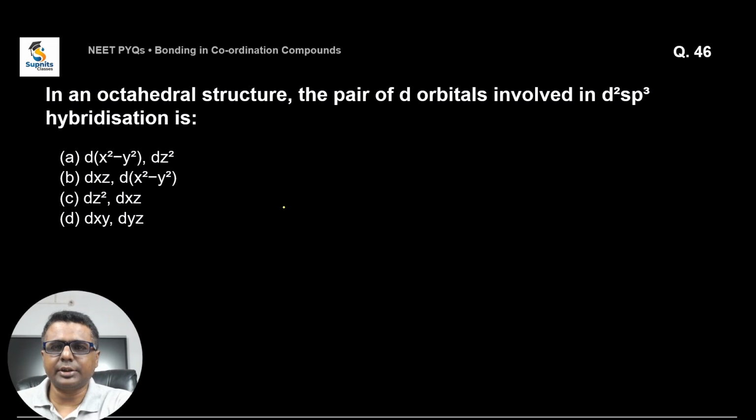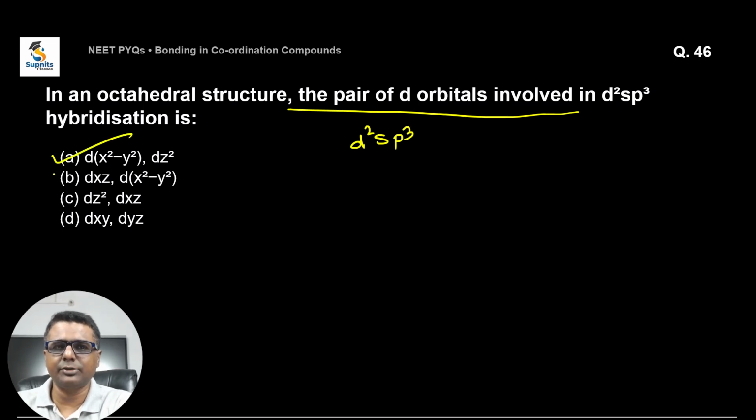In the octahedral structure of d2sp3, the pair of d orbitals involved is dx2-y2 and dz2. Why? Because these are axial ones. These can mix with p orbitals px, py, pz. These are axial orbitals, that's why.